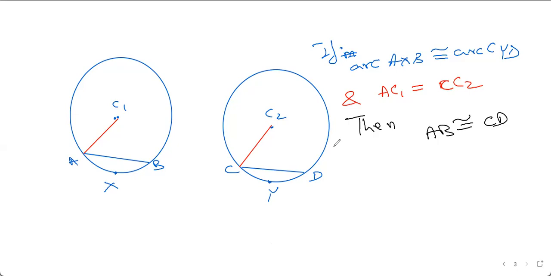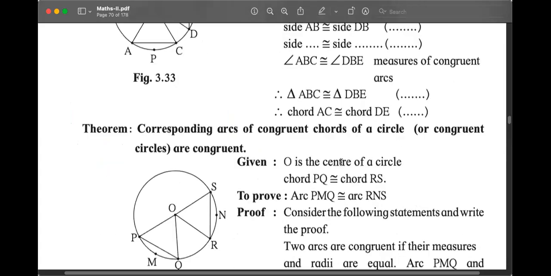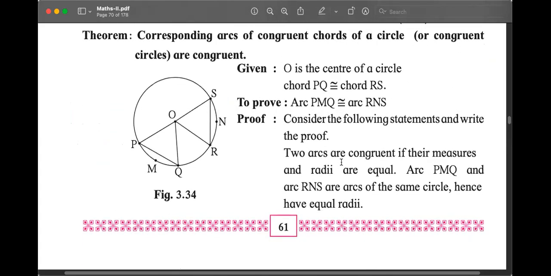Now let us look at the converse of the same theorem. The converse says corresponding arcs of congruent chords of a circle are congruent. पहले क्या था theorem? If the arcs are congruent, then the chords are congruent. यहाँ पे बोला है if the chords are congruent, then the arcs are congruent. Corresponding arcs of congruent chords are congruent.